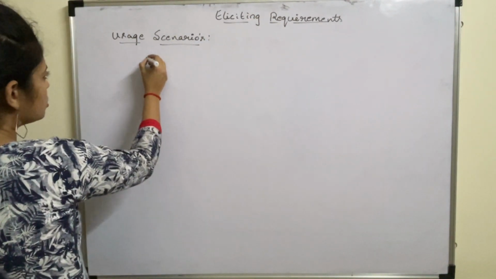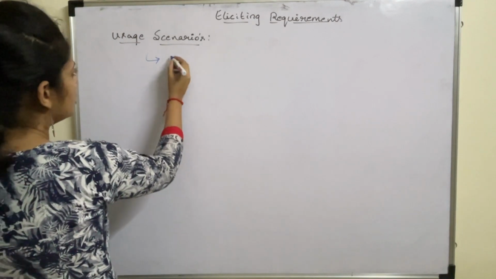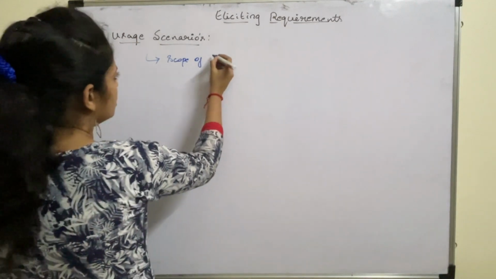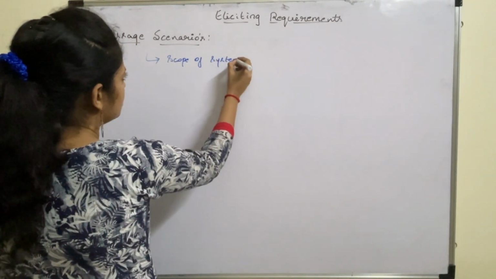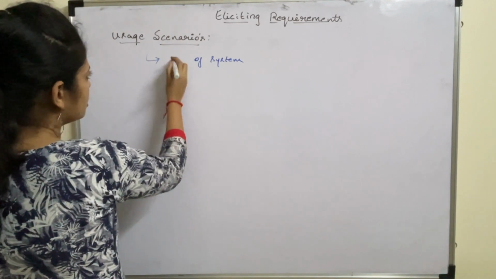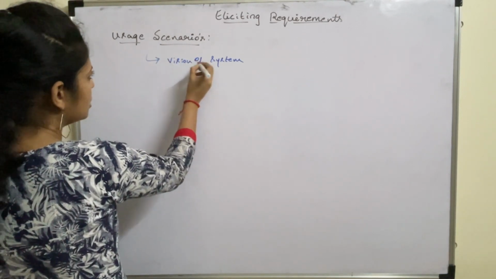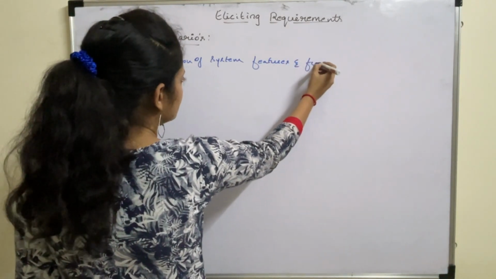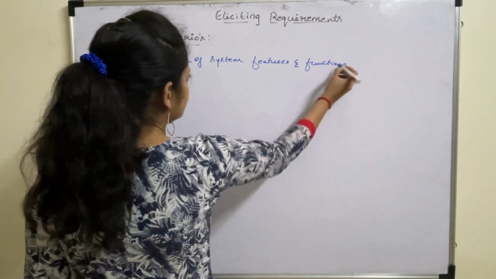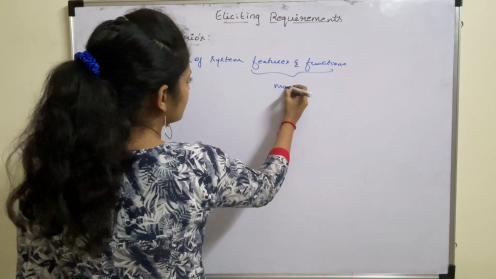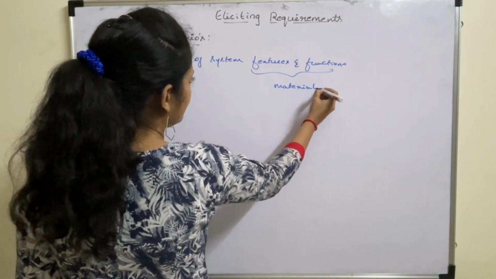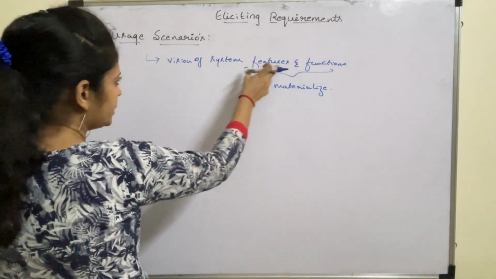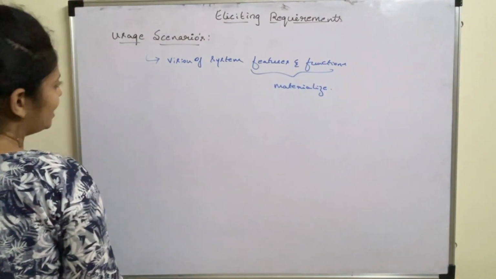Eliciting requirements. As requirements are gathered, the scope of the system, or we can say the overall vision of system features and functions, begins to materialize.